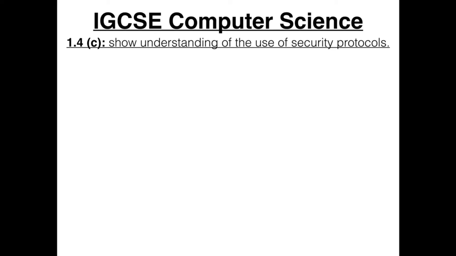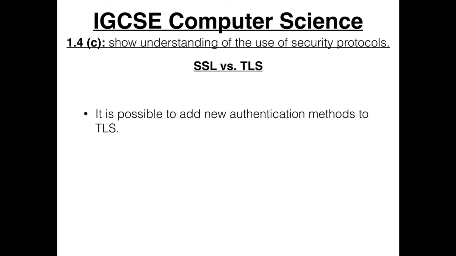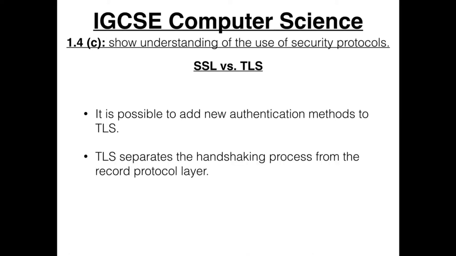Some web browsers support both SSL and TLS, which is why SSL is still used. So there are some differences, however, between them. For TLS, it is possible to add new authentication methods. That's a good thing, so you can extend TLS by doing that. TLS separates the handshaking process from the record protocol layer.